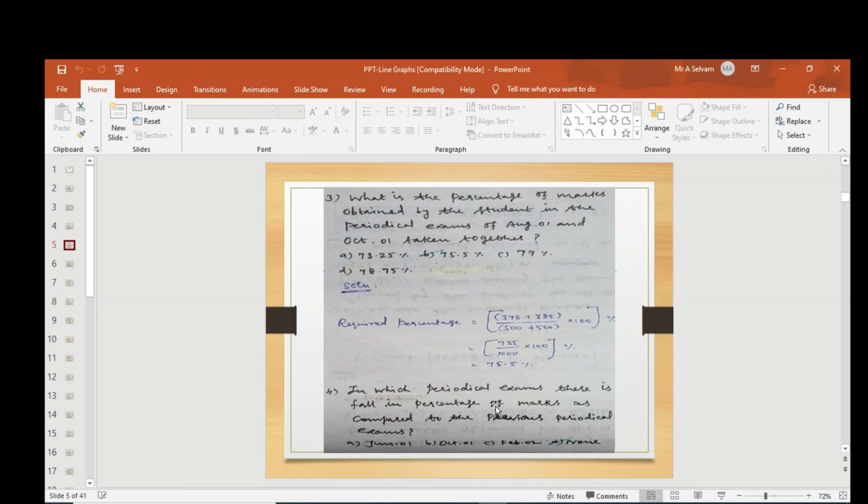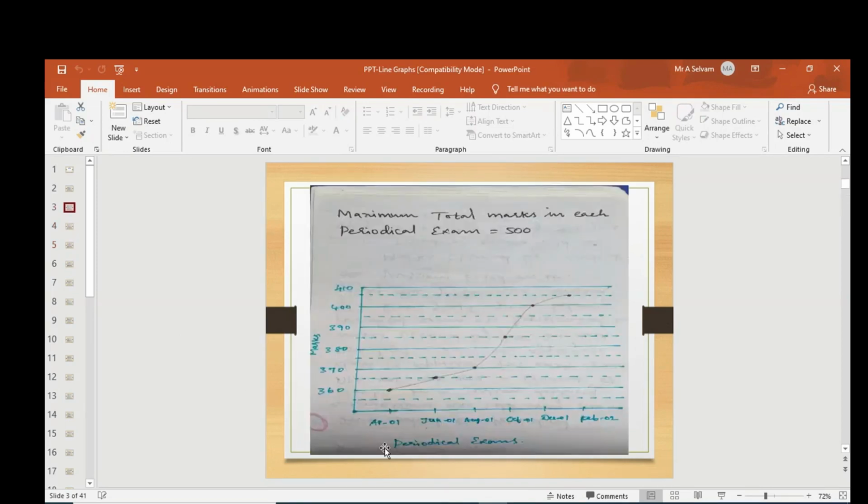So, in which periodical exams is there a fall in percentage of marks as compared to the previous periodical exam? Now go back to the graph. There is no fall on the line, isn't it? The line is only increasing in a progressive manner, in ascending order. Increasing values only, there is no decreasing at all between April 2001 to February 2002.